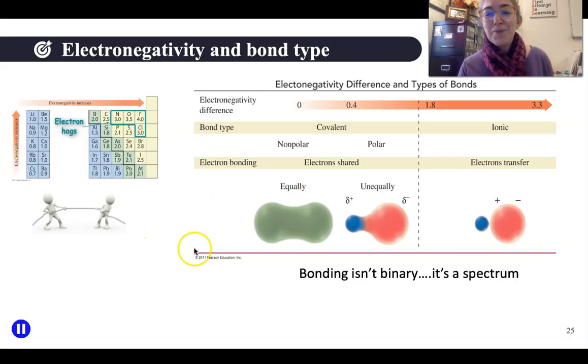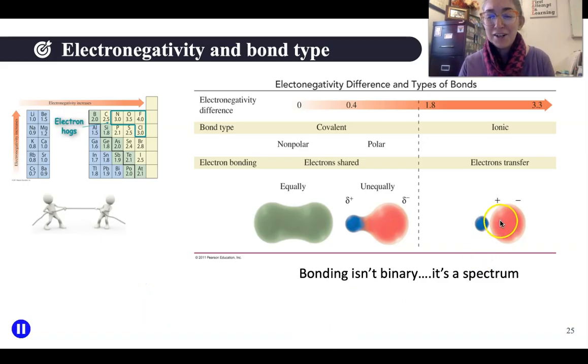So we talk about ionic bonds versus covalent bonds as if they're two different things, like a binary. But I like to point out whenever possible that nature is not a binary. Binaries are simplifications that we use to teach kids complex subjects.